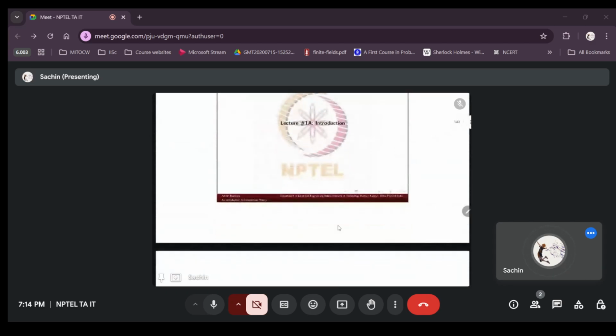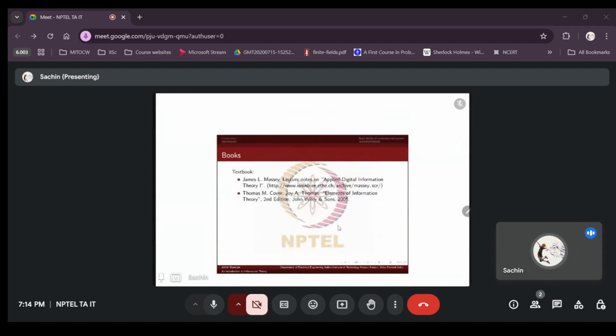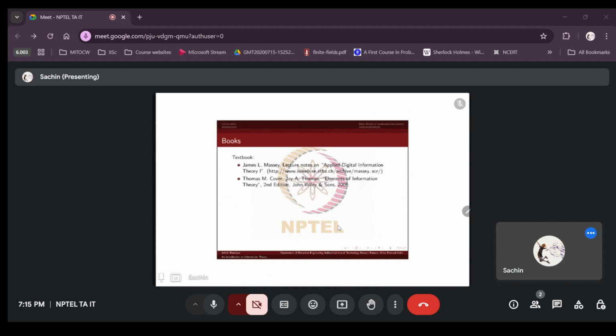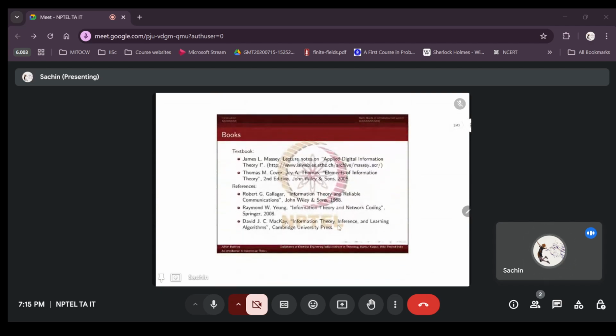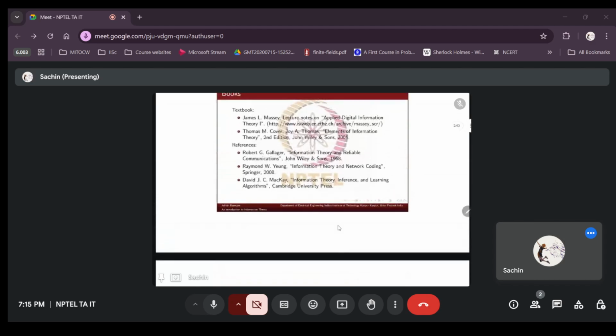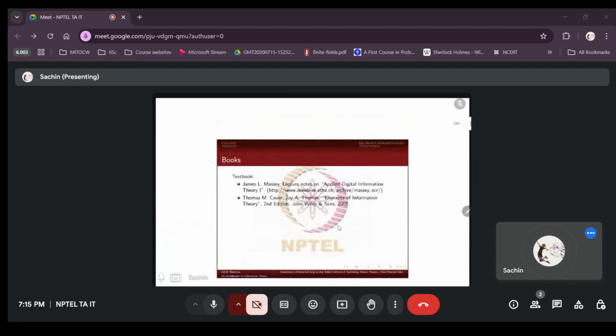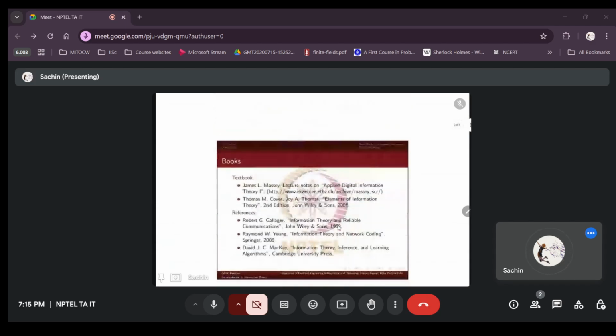The first lecture was the introduction lecture. These are the reference books that we have used for this course. Applied Digital Information Theory, James Massey, which is available online, and Elements of Information Theory, a pretty standard textbook for information theory courses. Other references are Gallagher, Young, and McKay, but most of the things are from James L. Massey's notes and Thomas and Cowell textbook.